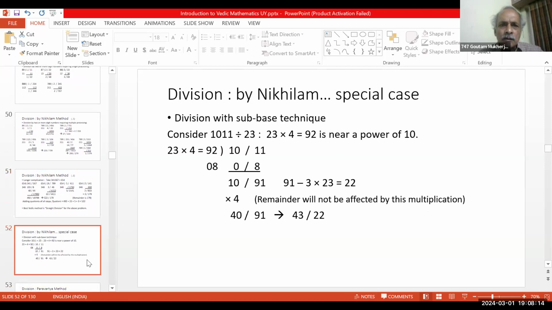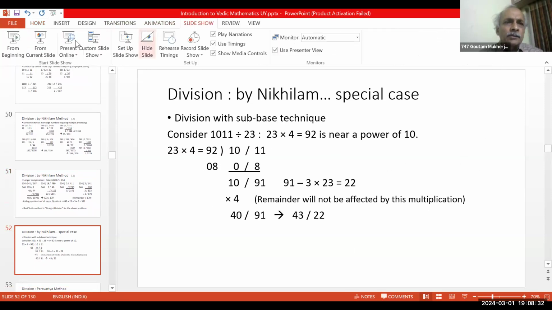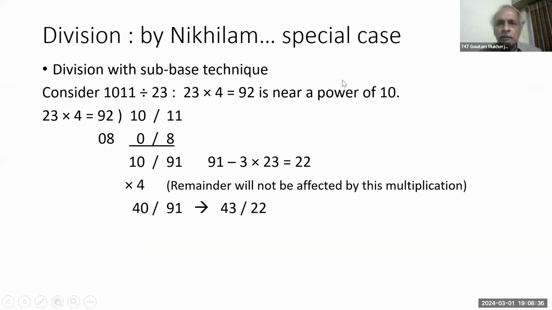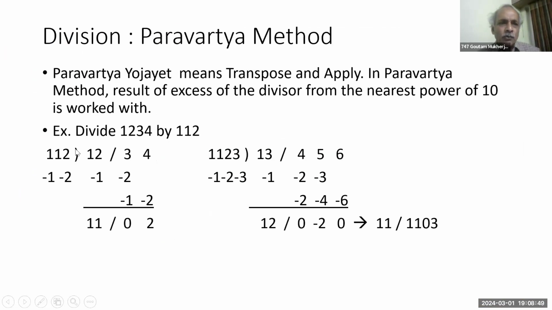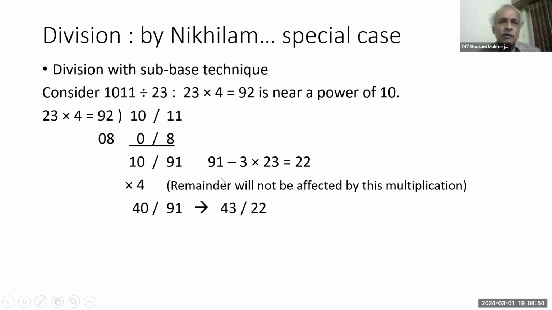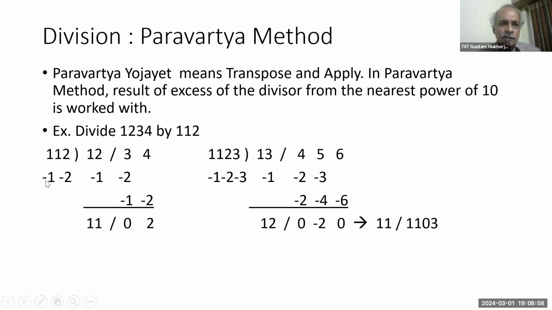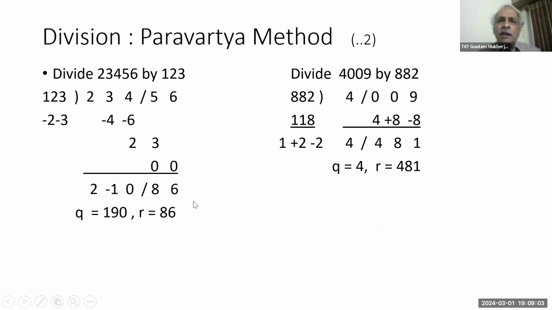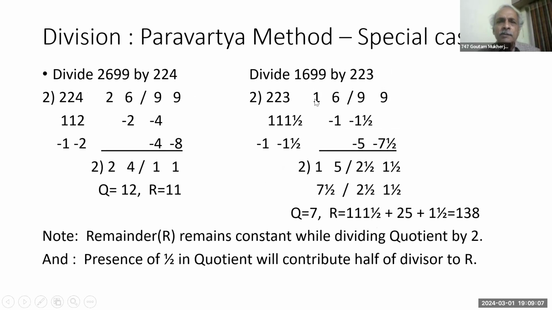Then the sub-base technique, a special case. So this is about the Paravartya method and the Nikhilam method. Then we came to the Paravartya method, which is actually the opposite of that. Earlier it was below the base; now it is above the base. And only the vinculum or the negative symbol is used. Then these Paravartya methods were discussed, and some special cases: how the sub-base is used in the Paravartya method. There are some halves, and how to tackle the half.